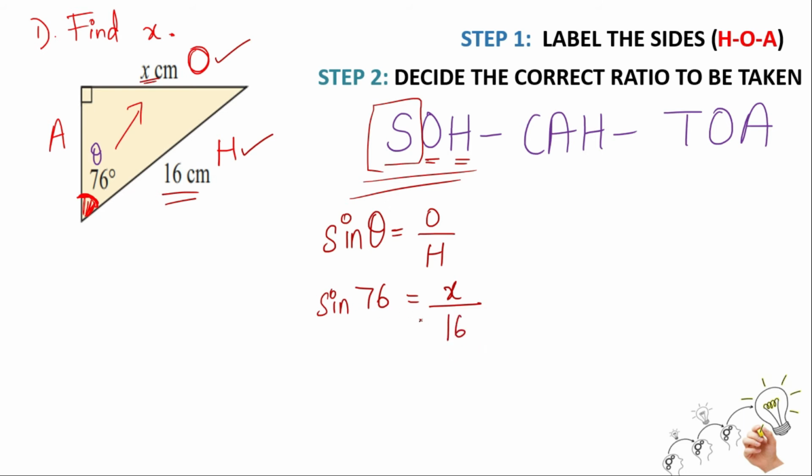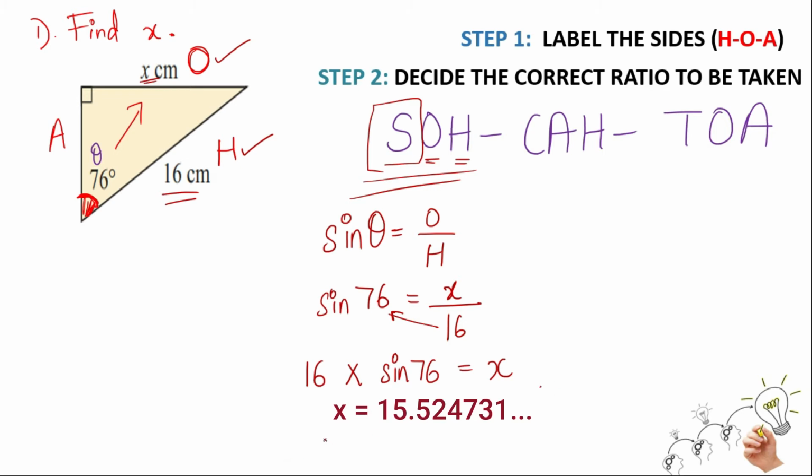Now what will you do next? Cross multiply. So you have 16 multiplied by sine 76 is your x. Use your calculator.